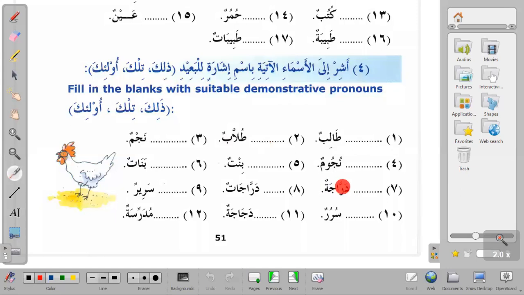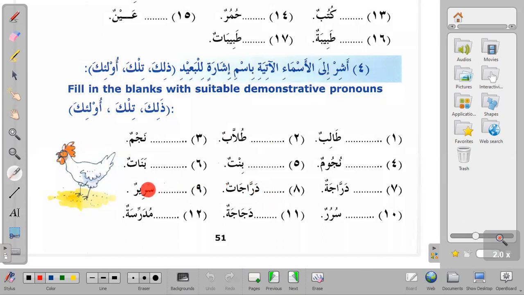This one is singular. I hope you can see the ta marbuta here. So originally it is feminine. The ta marbuta is making it to be feminine. So it will be tilka darajatun. Okay. Darajatun. Okay. So we have darajatun in the plural of this one. So you use tilka darajatun. Those are bicycles. Okay. Or how do you say it? Do you say those in English? Right? Or you don't use those?